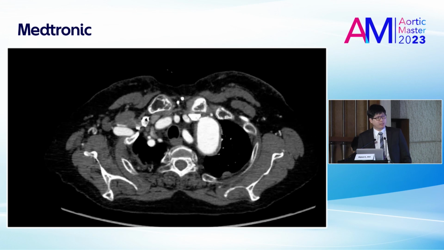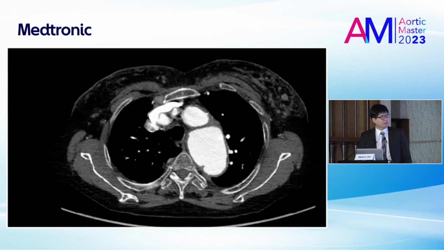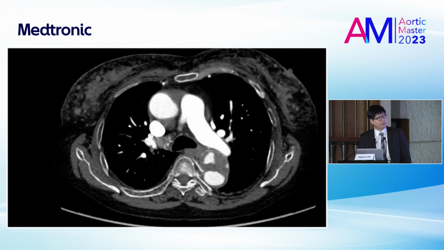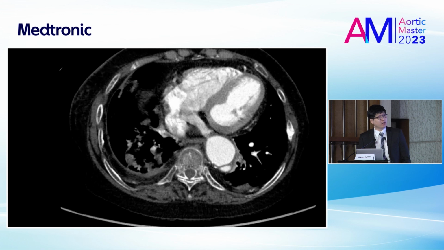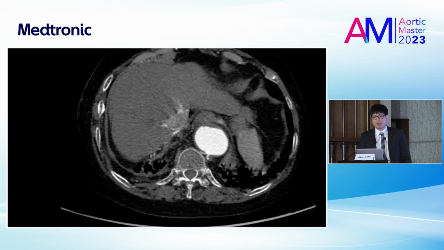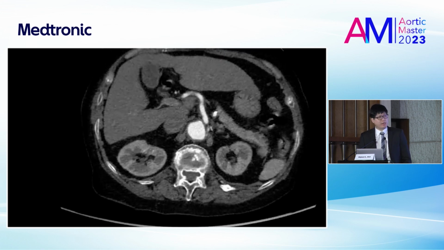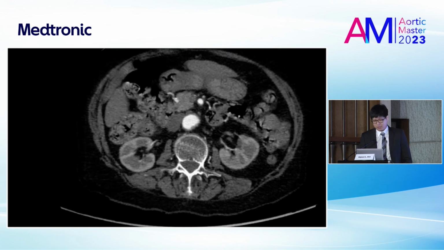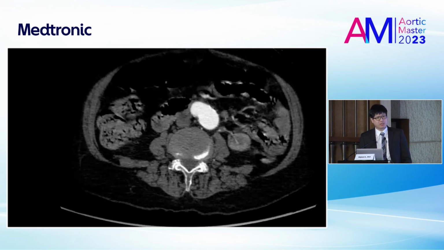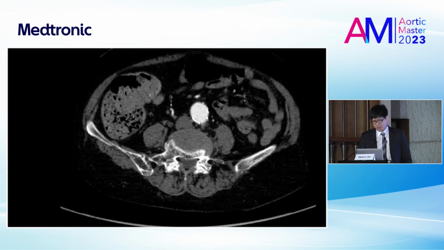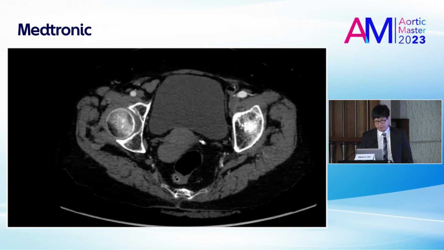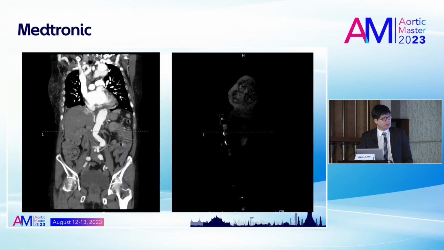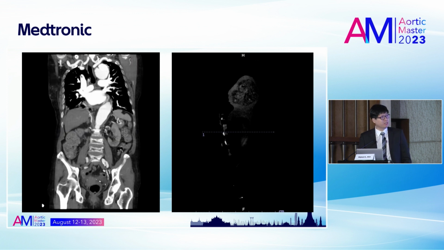We can see on the CT scan a distal arch aneurysm with a size of 55 millimeter, and the disease goes through the descending aorta to just above the celiac trunk. The distal part of the descending aorta is around 38 mil. The rest of the aorta was good except her right common iliac artery. Here we show the coronal cut and the sagittal cut of the CT scan.